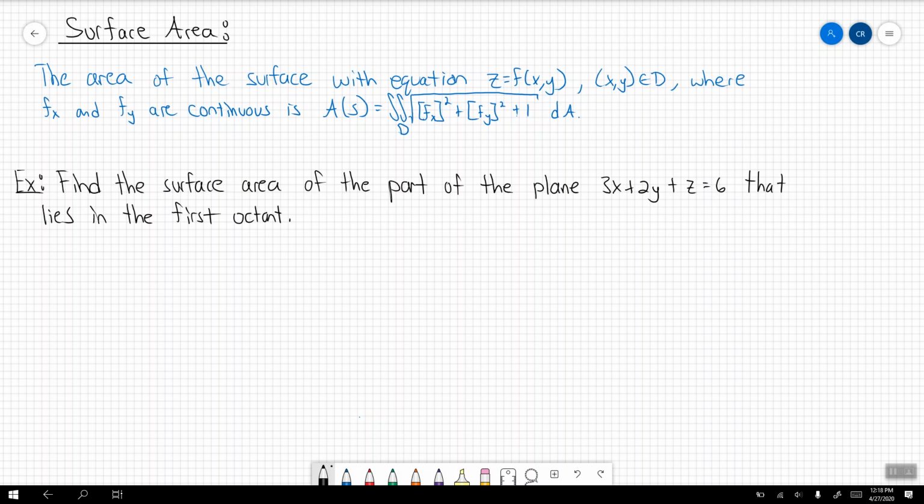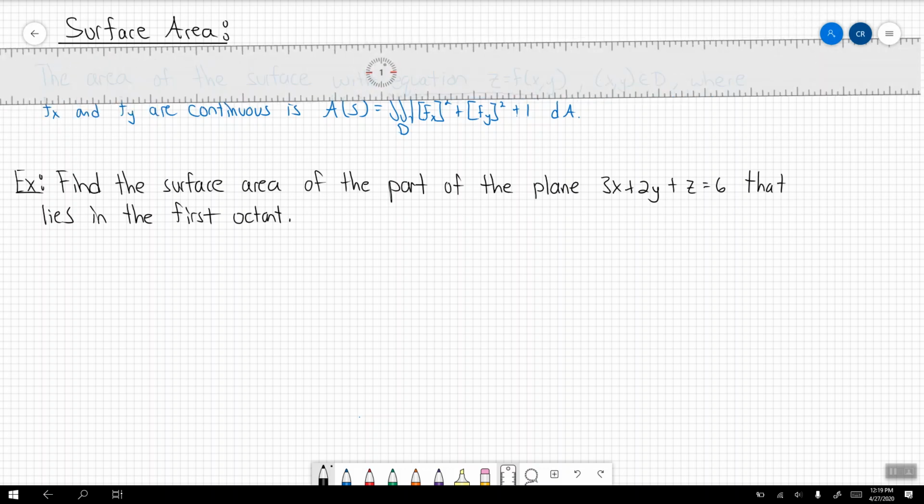Now, for the example on the screen, it says find the surface area of the part of the plane given by 3x plus 2y plus z equals 6 that lies in the first octant. Alright, so we want to get a visualization going. What does this mean for us? I'm not going to go to Geogebra just yet. I want to attempt a quick sketch and then see if Geogebra matches with our sketch.